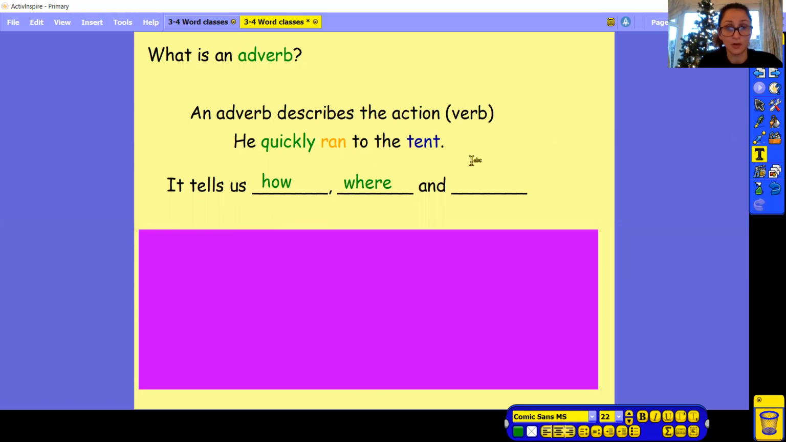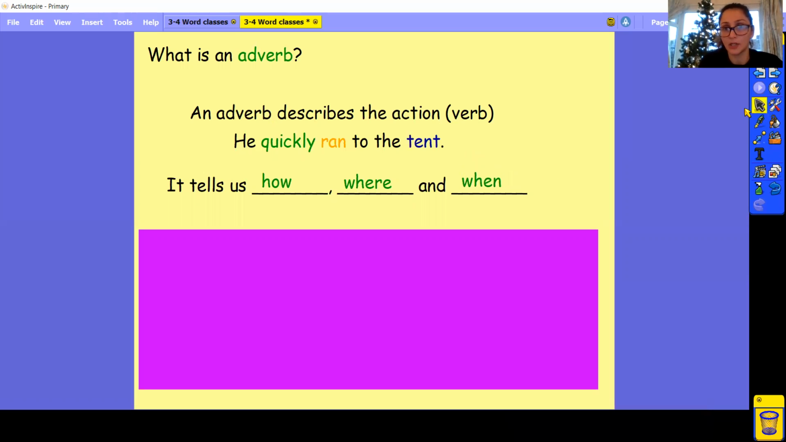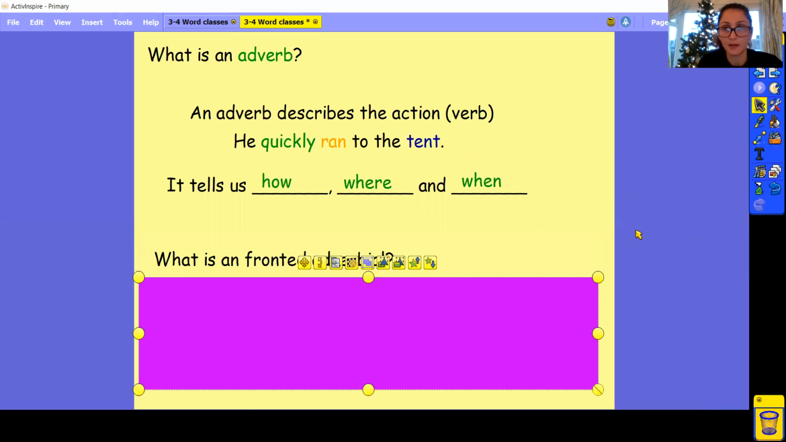So it tells us where that's been done, and it can tell us when, the time of it, when it's been done. So, during the day, comma, the boy went to the tent. So it tells us when that's happening. And you might have had a sneak peek of this earlier. We've got a fronted adverbial.